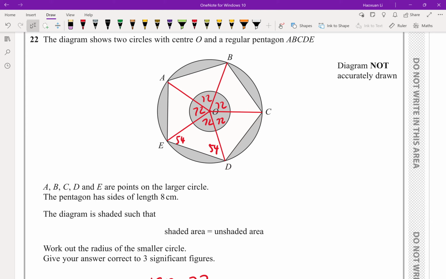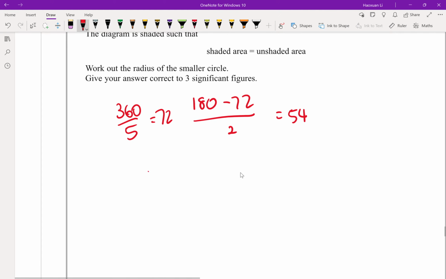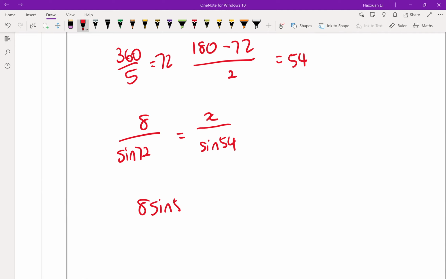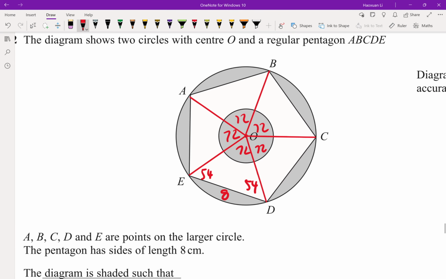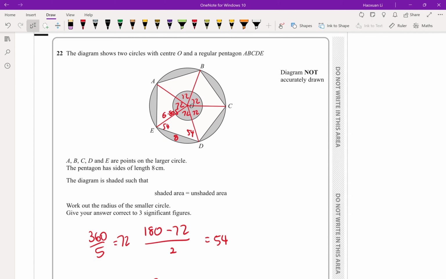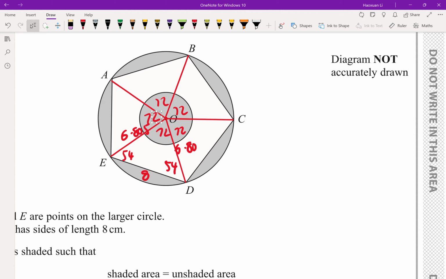The pentagon has side length 8 centimeters, so this is 8. You can find the length here using the sine rule. So 8 over sine 72 is equal to something over sine 54. So 8 times sine 54 divided by sine 72 should be 6.805. So this will be 6.805, and this is also 6.805.